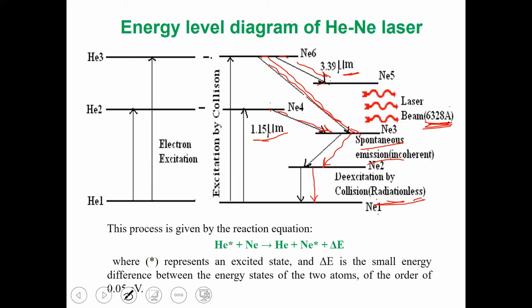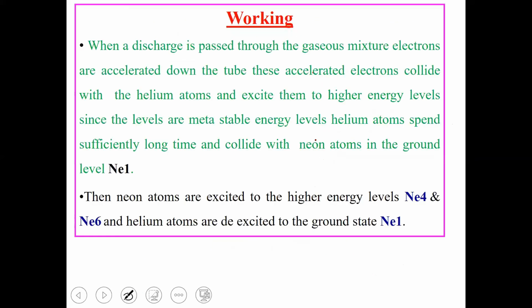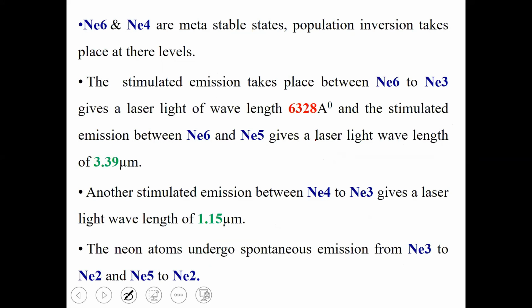The main transition is Ne6 to Ne3. It produces visible light, red color, 6,328 angstroms. If we require the infrared radiation, then we take Ne6 to Ne5, or if we require 1.15 micrometers, we take Ne4 to Ne3. Normally, for general purposes, we use the visible spectrum. Then we can remove the infrared wavelengths by using the Brewster windows placed inside the discharge gas tube.